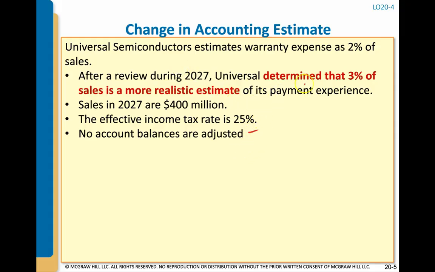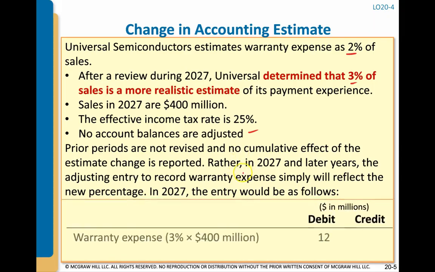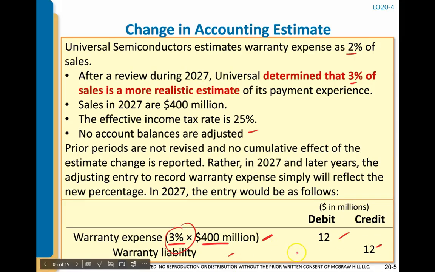So because we just have a change of estimate of our warranty from 2% to 3% of our sales, we don't change any of our prior period accounts or any sort of prior period presentation on the financial statements. Instead, in 2027, we would book the following entry. We would debit warranty expense and credit warranty liability for the sales in 2027 multiplied by our new revised estimate, which is the 3%. So we book debit $12 million, credit $12 million for those accounts.